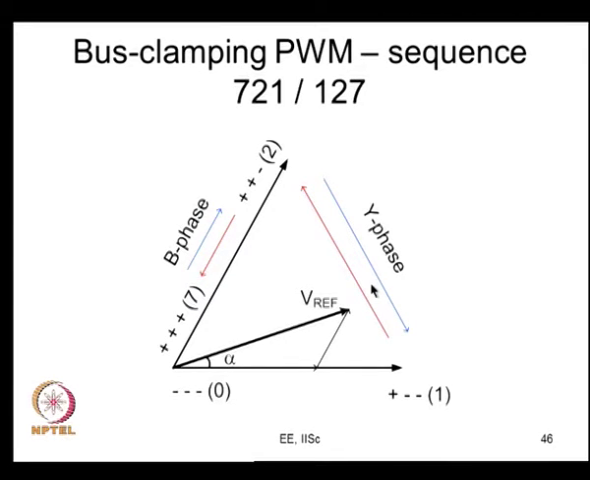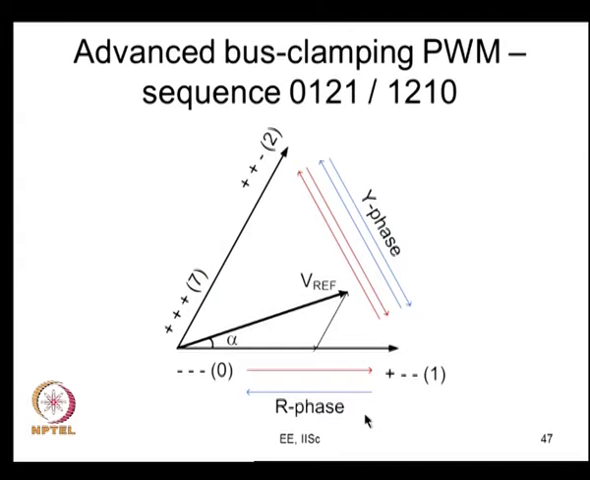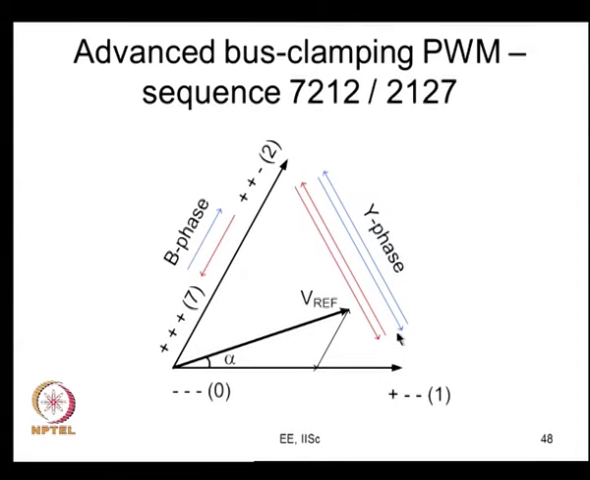PWM sequence. If R phase is carrying a high current, this would be advantageous. Now, the 0 1 2 1 once again would be an advantage if B phase carries higher current than Y phase, because for Y phase there is going to be a double switching. Similarly, you have 7212 and 2127.